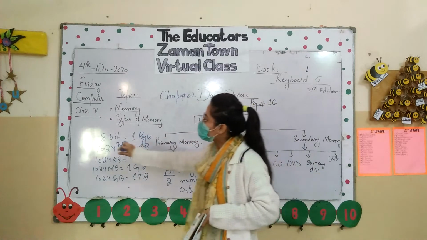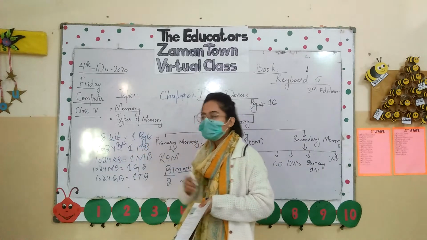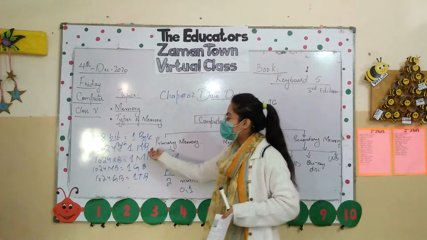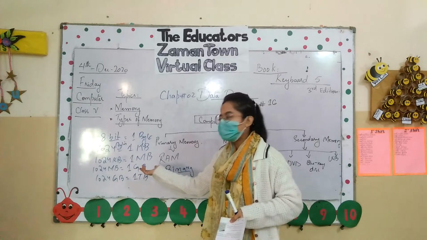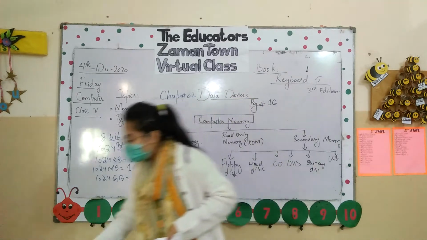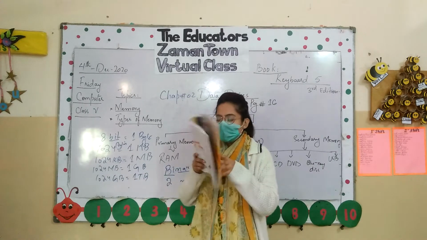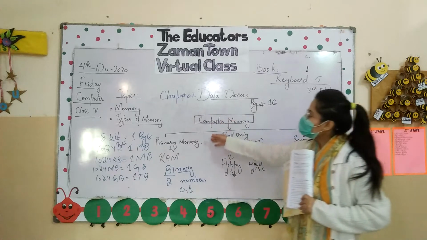So these are our memory units. First, we have the smallest unit, that is the bit, and 8 bits equal 1 byte, and 1024 bytes equal 1 KB, meaning kilobyte, and 1024 kilobytes equal 1 megabyte. Just like that, we have these memory units in which we measure our data. After that, we have another topic regarding memory.